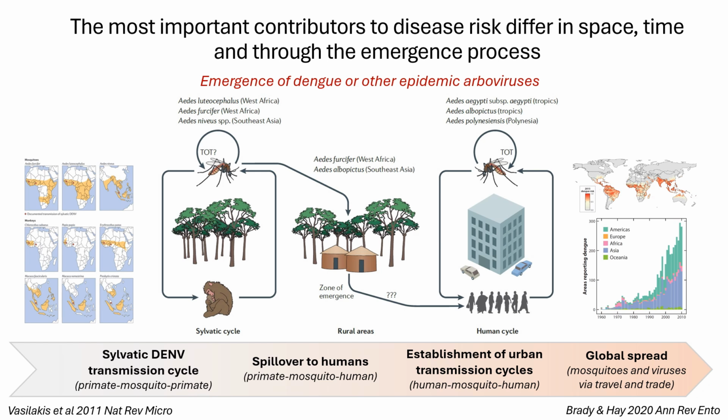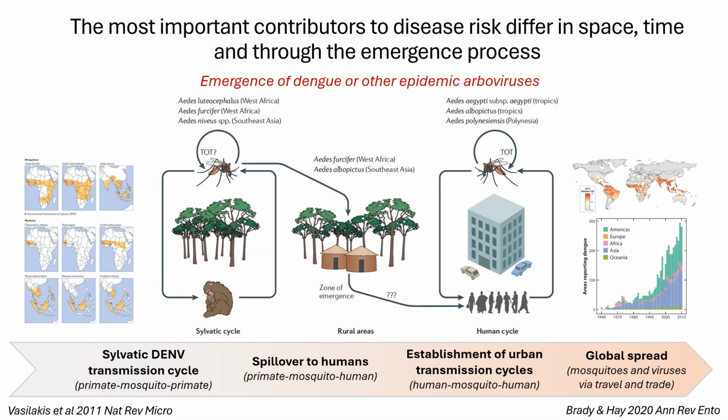I want to give an example of the emergence process and how we might think about hazard and exposure and vulnerability in this context. So this is an example for dengue, or it could be equally applied to other epidemic emerging arboviruses like chikungunya or Zika, or some of these early stage emergence viruses like Mayaro virus. So along this stage of emergence, we have on the far left here sylvatic cycles of dengue virus transmission that are still going on within primates, and that occur in a primate to mosquito to primate cycle within forests, in rainforests in Africa and Southeast Asia.